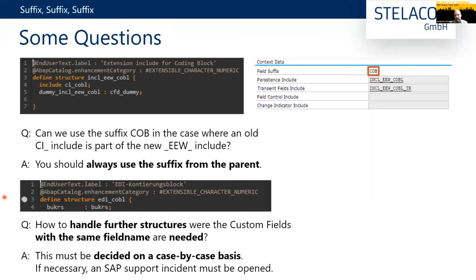And then there are more include structures. For the coding block, there is an include structure for the EDI, for IDocs. And what should we do in this case? Can we use the same suffix or can we not? And the answer was this must be decided on a case-by-case basis. So there is no general rule given by SAP on what to do with different structures. And we decided that where it's necessary for the data handover, we have to use the same field name. Otherwise, it won't work, and we do so.